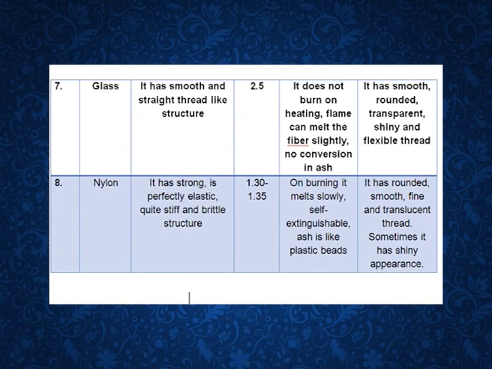Then is the nylon. Now nylon has a strong, perfectly elastic, quite stiff and brittle structure with specific gravity between 1.30 and 1.35. On burning, it melts slowly, it is self-extinguishable, ash is like plastic beads. Now coming to microscopic examination, it has rounded, smooth, fine and translucent threads. Sometimes it has shiny appearance.